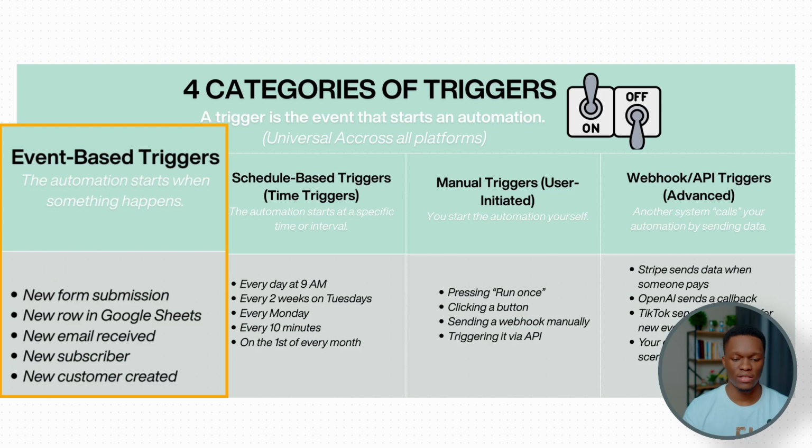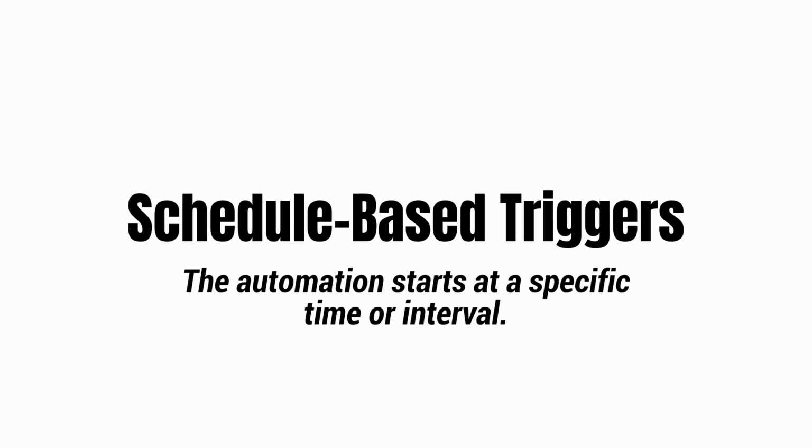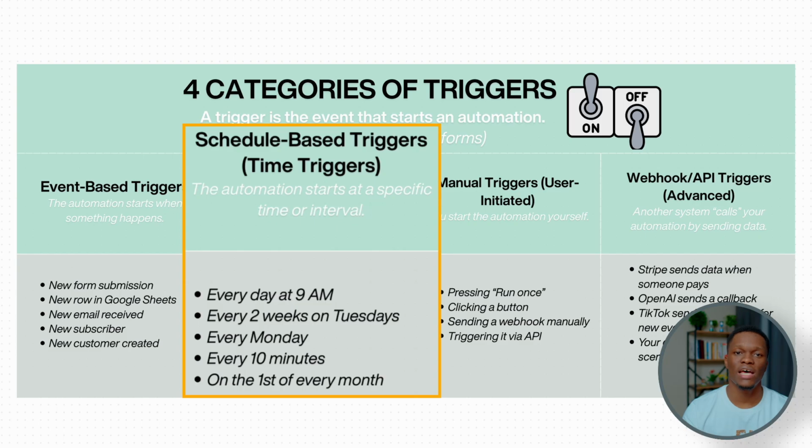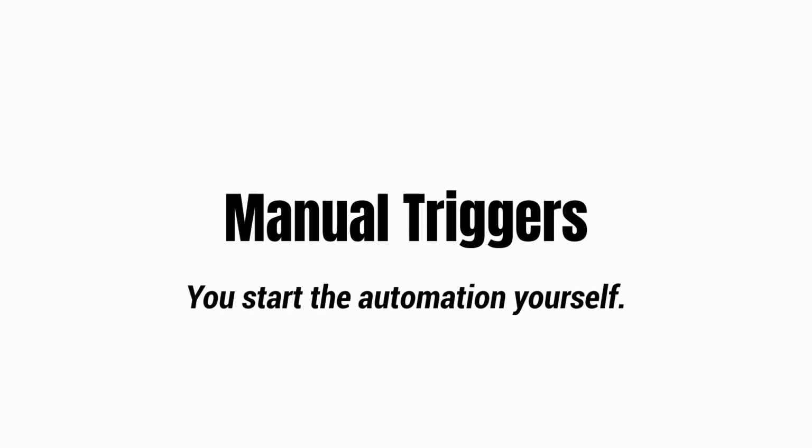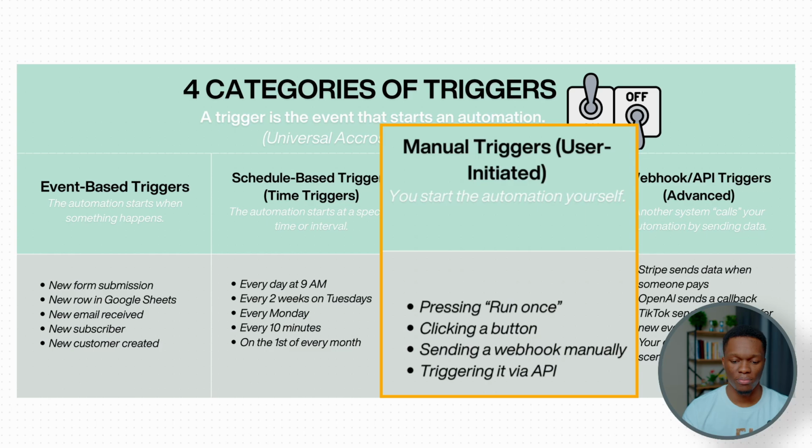So those are events. The second type of triggers are schedule-based triggers, or what we call time triggers. So for example, run at a specific time of the day, every day at 9 a.m., every Tuesday, every 2 weeks on Tuesdays, every Monday, every 10 minutes, and so on. The third type of triggers are manual triggers. So these are user-initiated triggers. So basically, the user has to press run once or click a button.